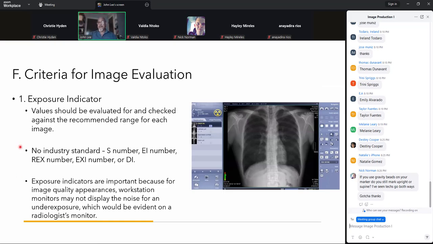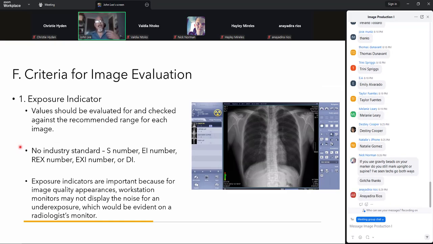Exposure indicators. These are the numbers that the manufacturers present to you and say, okay, when you do this, you need to be within this number and this number to know if you've got a good exposure. That's great. We need that. But there's no industry standard. We use the S number, the E number, the deviation index, EXI numbers. There's all different kinds depending on the manufacturer, and they don't work the same way. A low S value means a high exposure. A low DI number means a low exposure. It varies, and it's up to you to find out which it is.